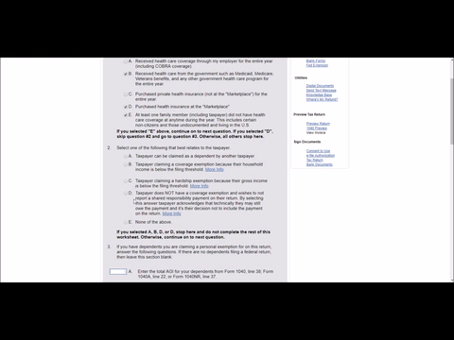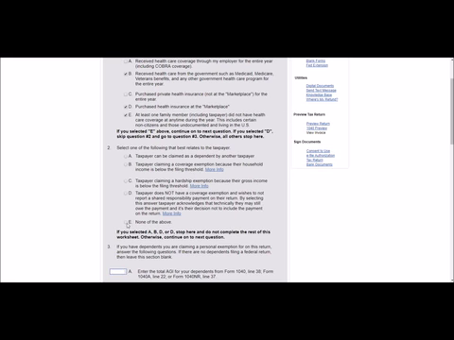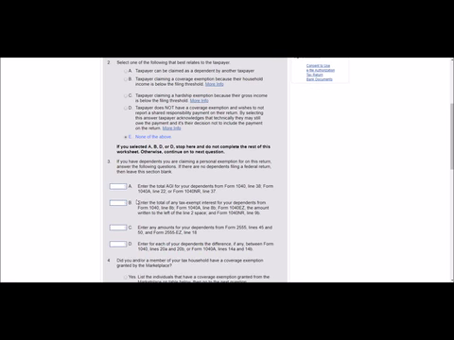D. The taxpayer does not have a coverage exemption but does not want a shared responsibility payment on their return. They may still owe the payment, and it's their decision not to include the payment on their return. Click More Info for additional information. Or select E for none of the above. Only continue if E was selected.